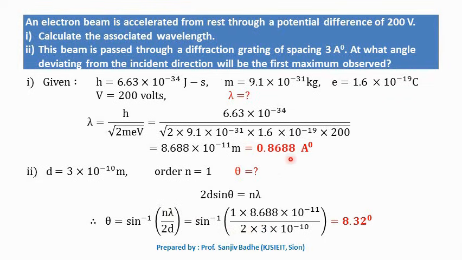Lambda we have just now calculated, 8.688 into 10 raised to minus 11, and d is given to us as 3 into 10 raised to minus 10. So with this we can calculate the value of theta, that is the angle deviating from the incident direction at which the first maximum is observed, and that theta is calculated here as 8.32 degrees.